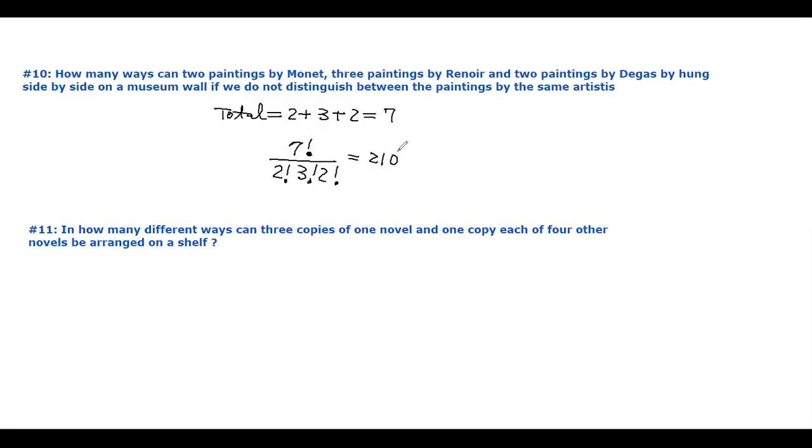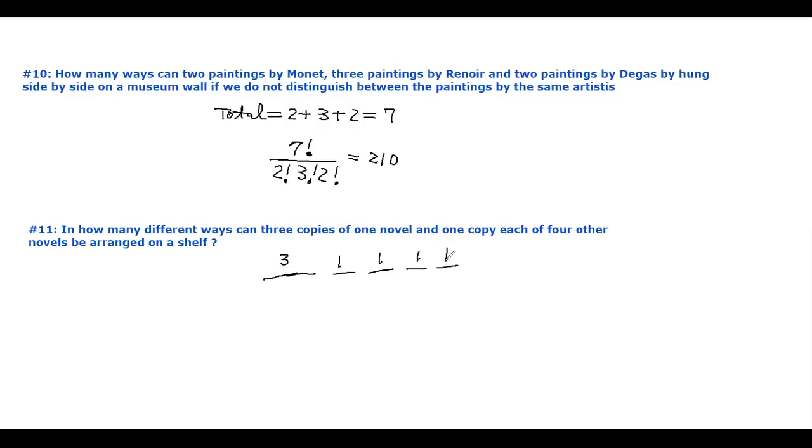Now, let's take a look at the next one here. It asks how many different ways can 3 copies of one novel and 1 copy of each of 4 other novels be arranged. So one novel has 3 copies, and the remaining 4 each have 1 copy. That's what the problem tells you.